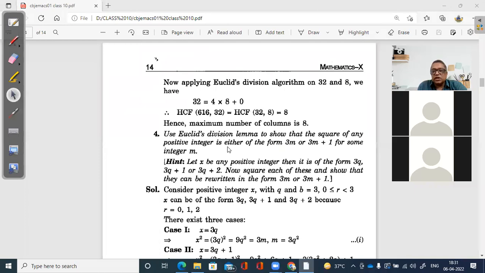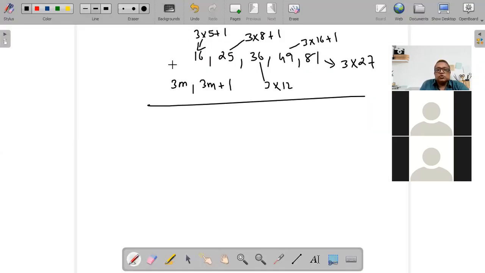If you look at the question, क्या है? Using Euclid division lemma, show that the square of a number will either be 3m. M stands for multiple. या तो 3 का multiple होगा या 3m plus 1 होगा. This is what the question is. So I'm going to now prove this question. We have to prove that the square of a number is either 3m or 3m plus 1.